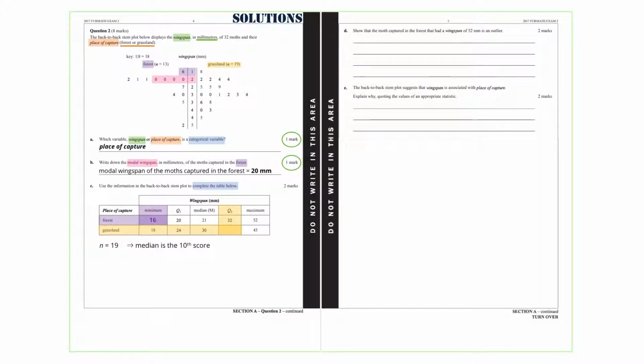There are 19 scores, which means that the median is the 10th score, which is 30. The third quartile is the median of the top half of the data. There are 9 scores above the median, so Q3 is the 5th score out of this half of the set of data, which is 36. This question is worth 2 marks, 1 mark for each correct answer.